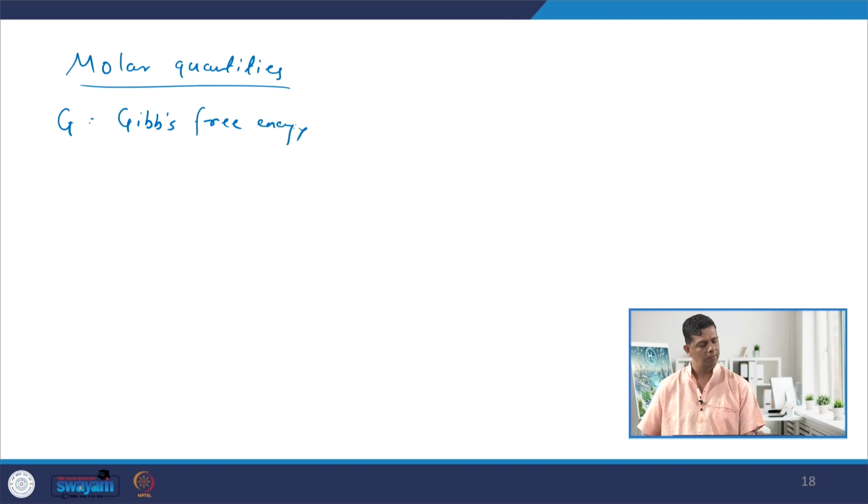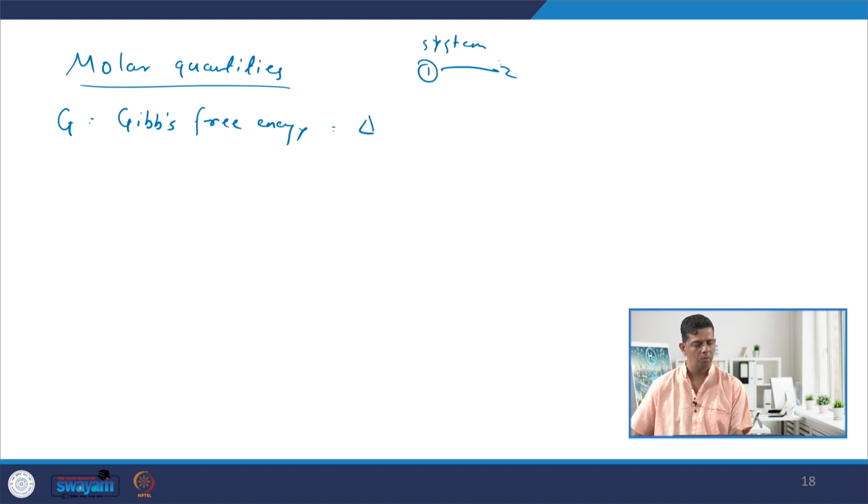Let us specify them. So, for a system change, when the system undergoes from state 1 to state 2, that is where we observe the change. So, when we write delta G, it is the change in the Gibbs free energy when the system changes from state 1 to state 2.